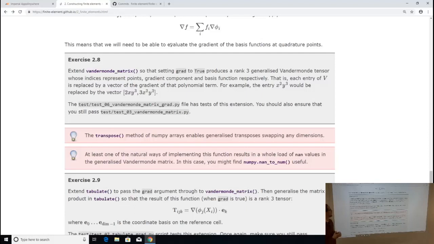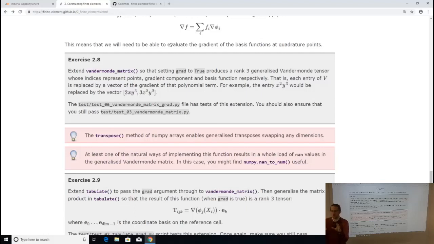And what that means is, well, in 2 dimensions, so 1 dimension is going to be easier, but I will come back to that in a second. But in 2 dimensions, we have a function of x and y, its gradient is a 2 vector. And so when you take the gradient of the Vandermonde matrix, each entry in the Vandermonde matrix is replaced by a 2 vector, whose first entry is the gradient of that monomial with respect to x, and whose second entry is the gradient of that monomial with respect to y.